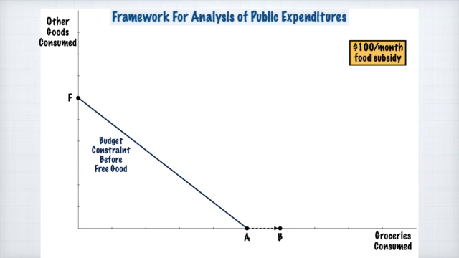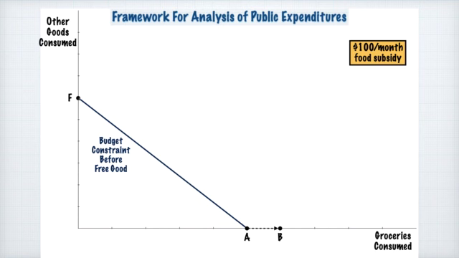So point A shifts over to point B, reflecting the fact that now they get an additional $100 a month of a food subsidy that has to be spent on groceries. So at that extreme end, point A, they've already spent all of their income on groceries. The government gives them a subsidy that can only be used to purchase food. So that causes point A to shift to point B, and the difference between point A and point B is the $100 a month. Let's take a look at point F.